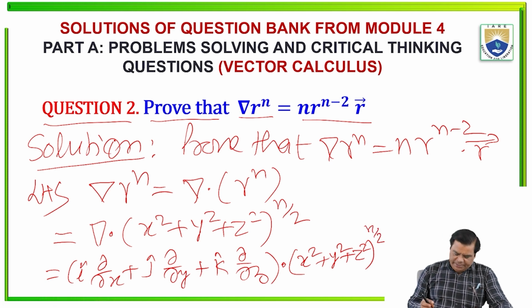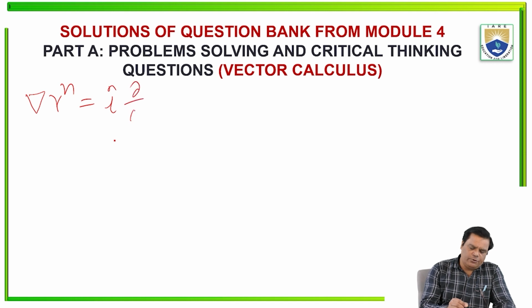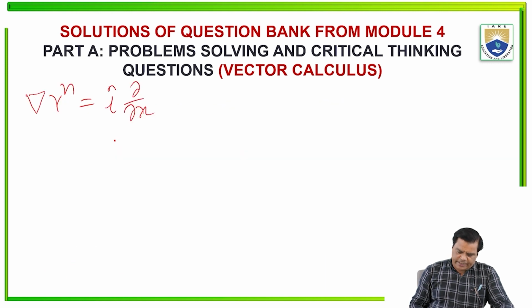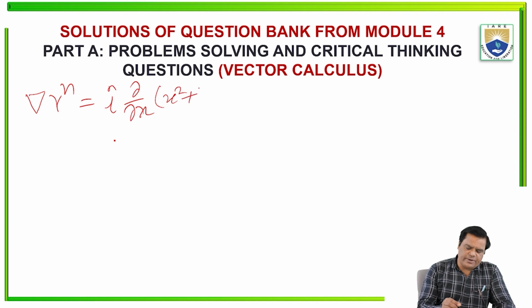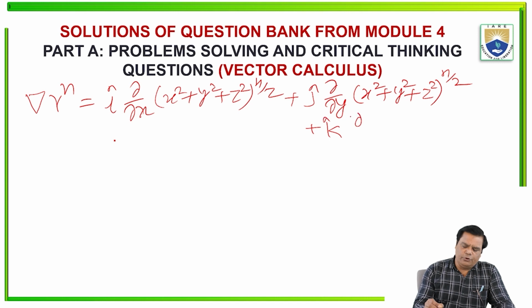Now differentiating this, del r to the power n equals i cap ∂/∂x of (x square plus y square plus z square) whole to the power n by 2, plus j ∂/∂y of (x square plus y square plus z square) whole to the power n by 2, plus k ∂/∂z of (x square plus y square plus z square) whole to the power n by 2.